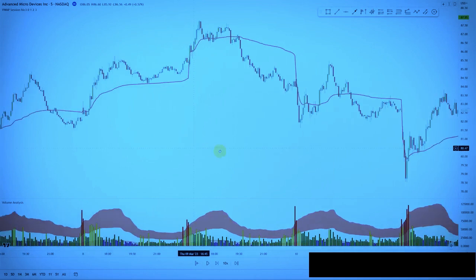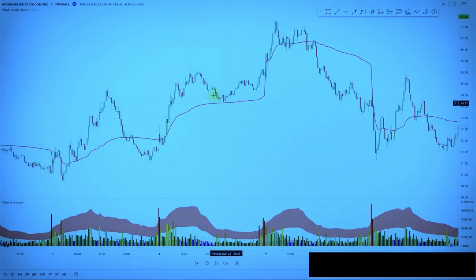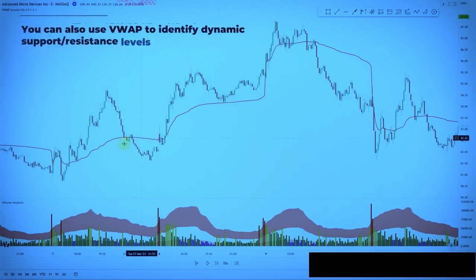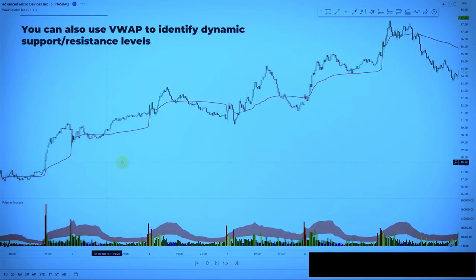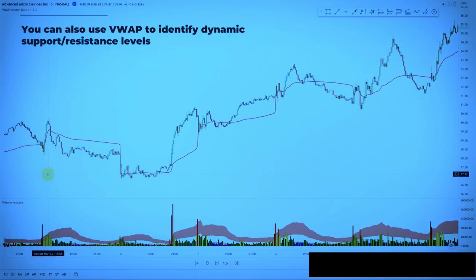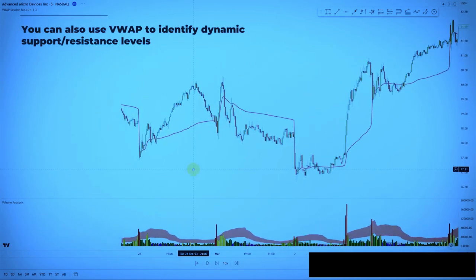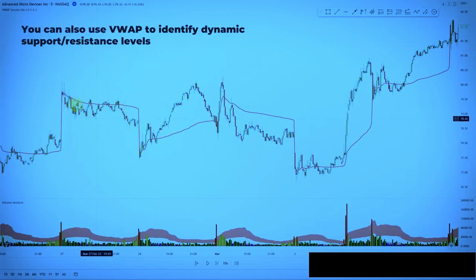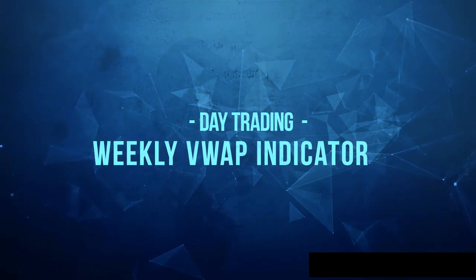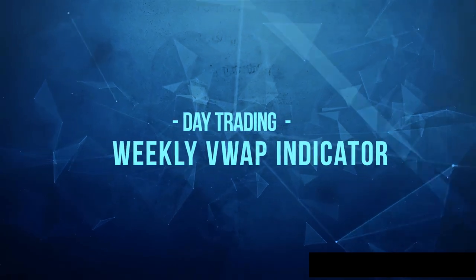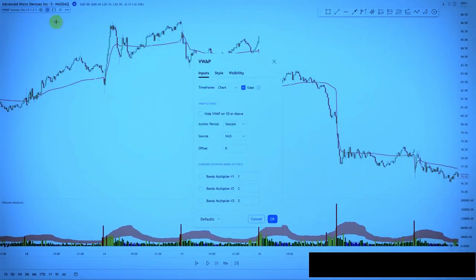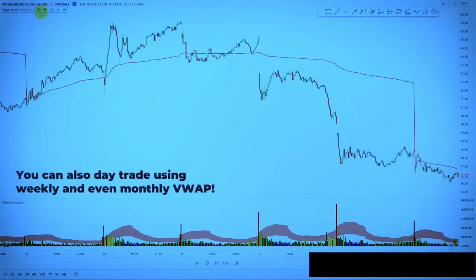And using VWAP to identify support and resistance levels can be another useful function in day trading. You can use VWAP to identify dynamic levels and buy when price retraces, testing the level, and sell when price rejects a dynamic resistance area. Most day traders are using the daily VWAP, but you can also day trade based on the weekly and even monthly VWAP.